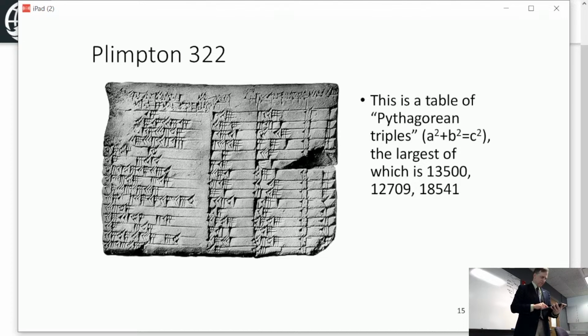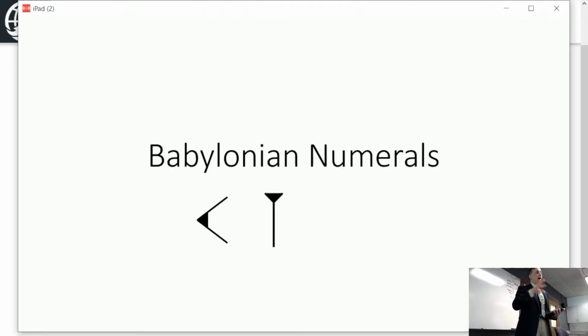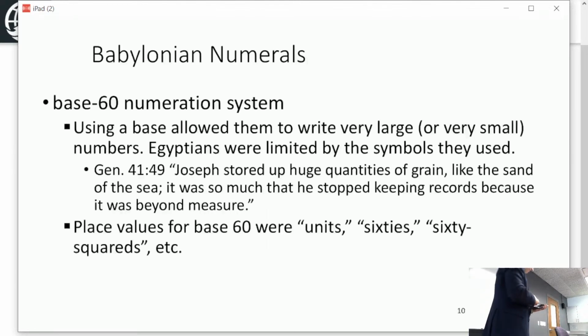So the basics of Babylonian: if you know how to convert time, seconds to hours and hours to seconds, then you know how to convert from Babylonian to our system of numeration. The reason is that the Babylonians used a base 60 numeration system.